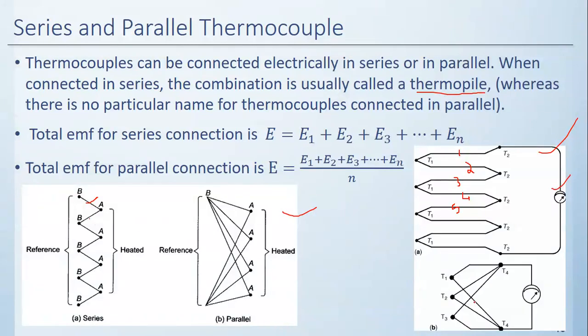Now in parallel connection, say one end is connected to T4 and the other end is also connected to T4. So intermediate you have an end T3. So the connection is in parallel. Here also EMF is measured. Okay. And you have the equation for the net EMF for series and parallel connection. This is given here.